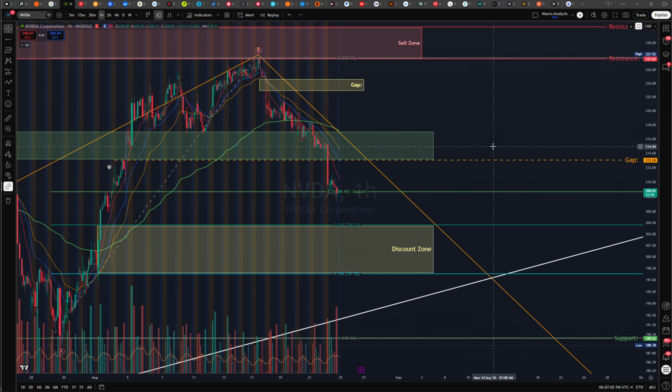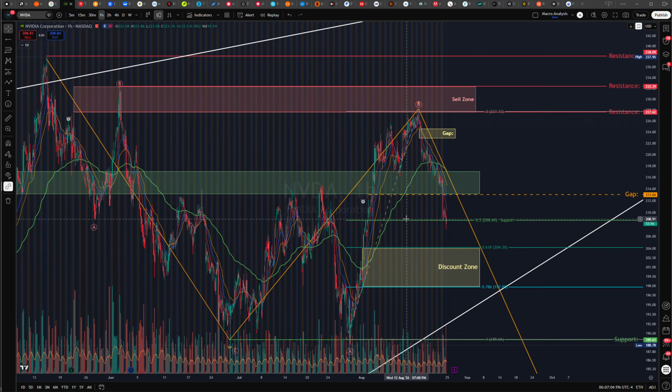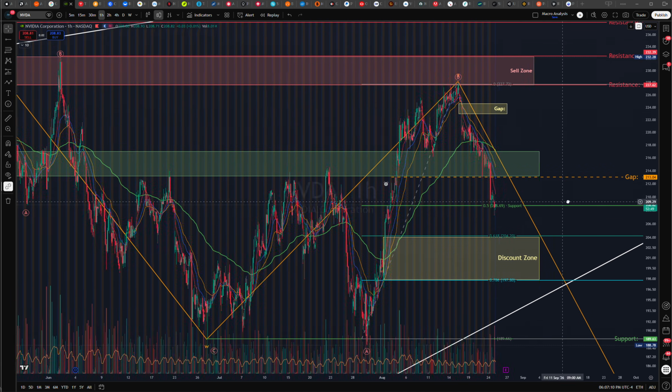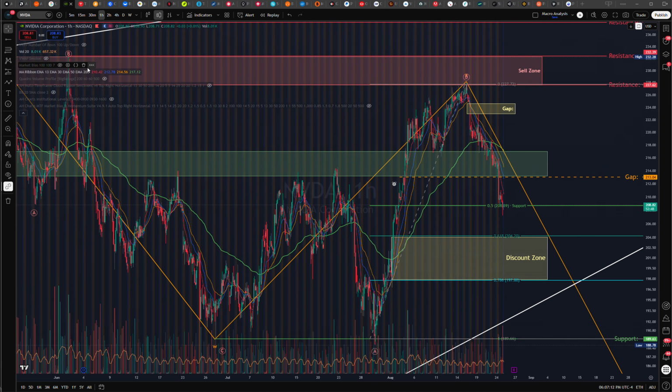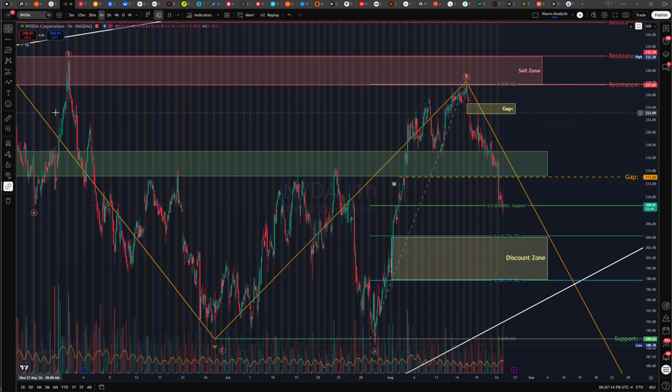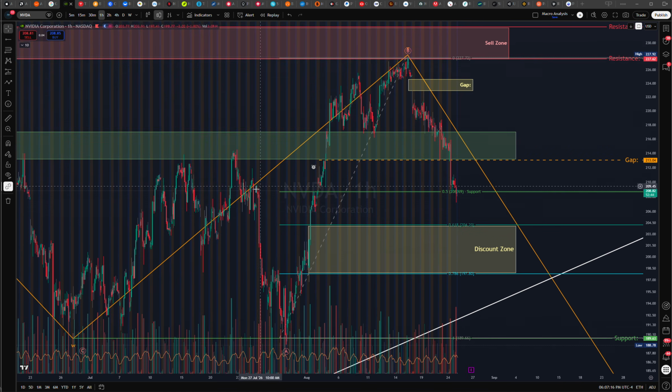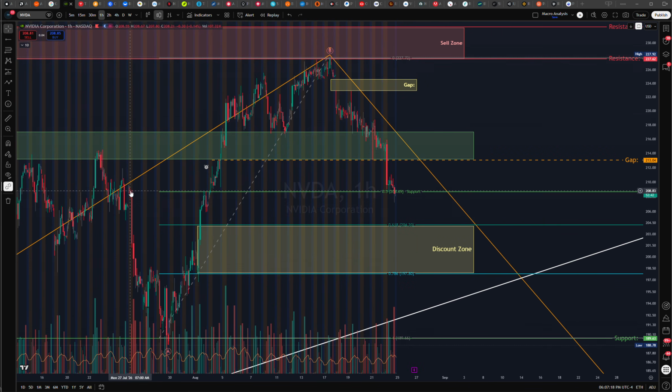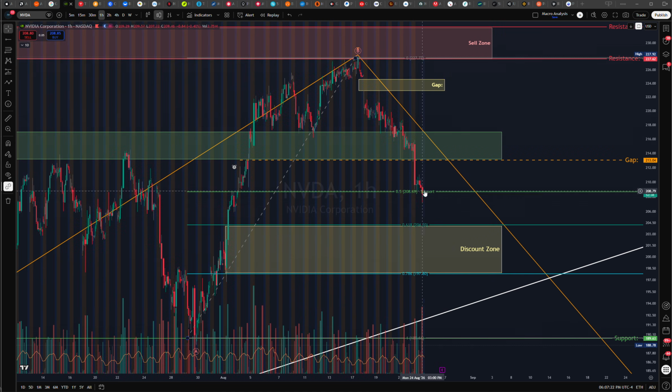So those are the levels I'm looking for. You can just mark these levels off your chart. Discount zone is 204 to 197. Another key level here. Let me turn this off. Key level here is this retest level right over here. The price is retesting. Right here is the support. Start dropping, you're going to come into the discount zone.